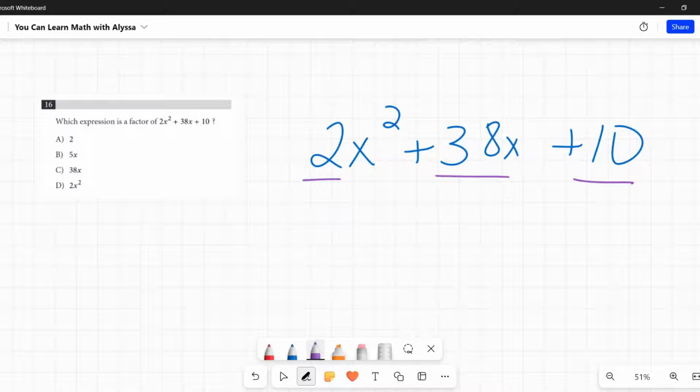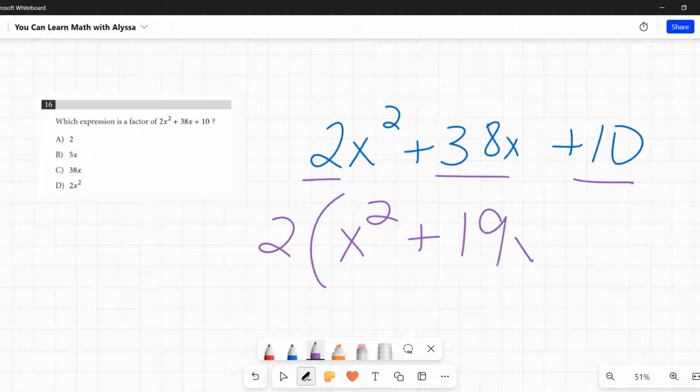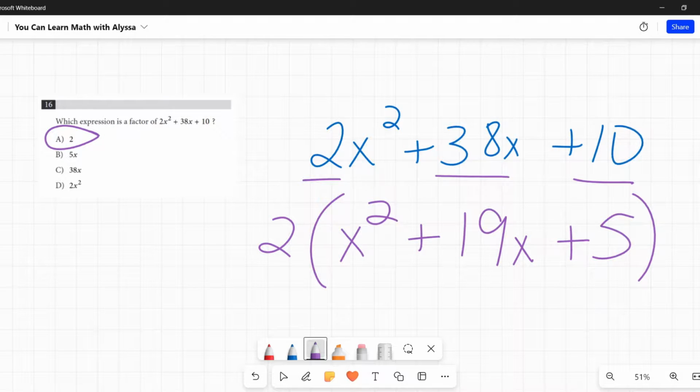What you would look for in this case is a number that goes into all three, or a variable that goes into all three, or both. We've already established there isn't a variable that goes into all three, but 2, 38, and 10 are all even, so I can pull out a 2 out of all of those. 2 goes into 2x squared, leaving x squared. 38x, when we pull out a 2, 19x is left, and 10 divided by 2 leaves 5. 2 is a factor. My answer is A, which is 2.